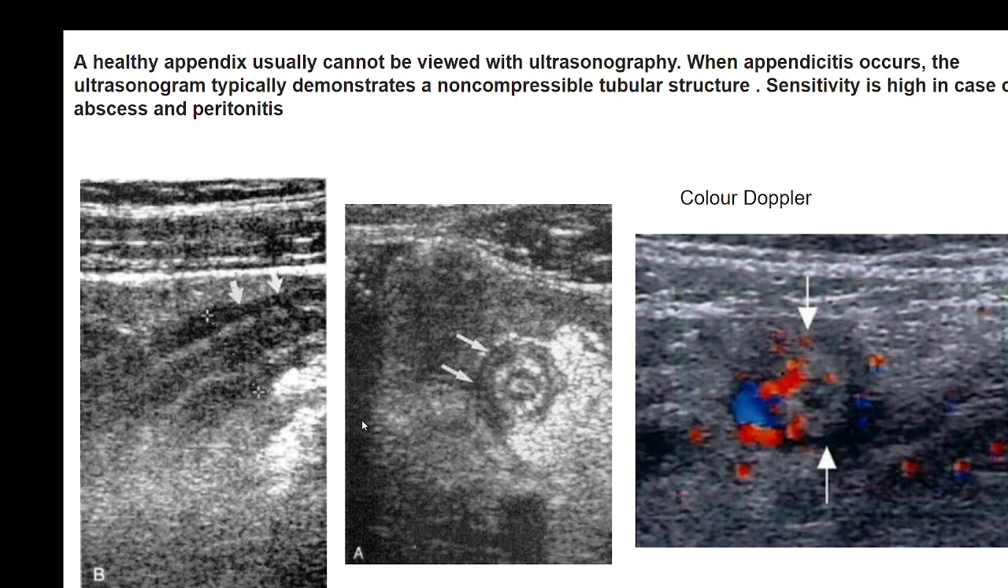A normal appendix, if at all it is seen in ultrasonography, is occasionally collapsible, in the sense that when you press the ultrasonography transducer over the area, it shrinks. But an inflamed appendix would not get shrunken. So a tubular structure which is non-compressible may be seen in an inflamed appendix in ultrasonography. This also could be suggestive of an inflamed appendix.